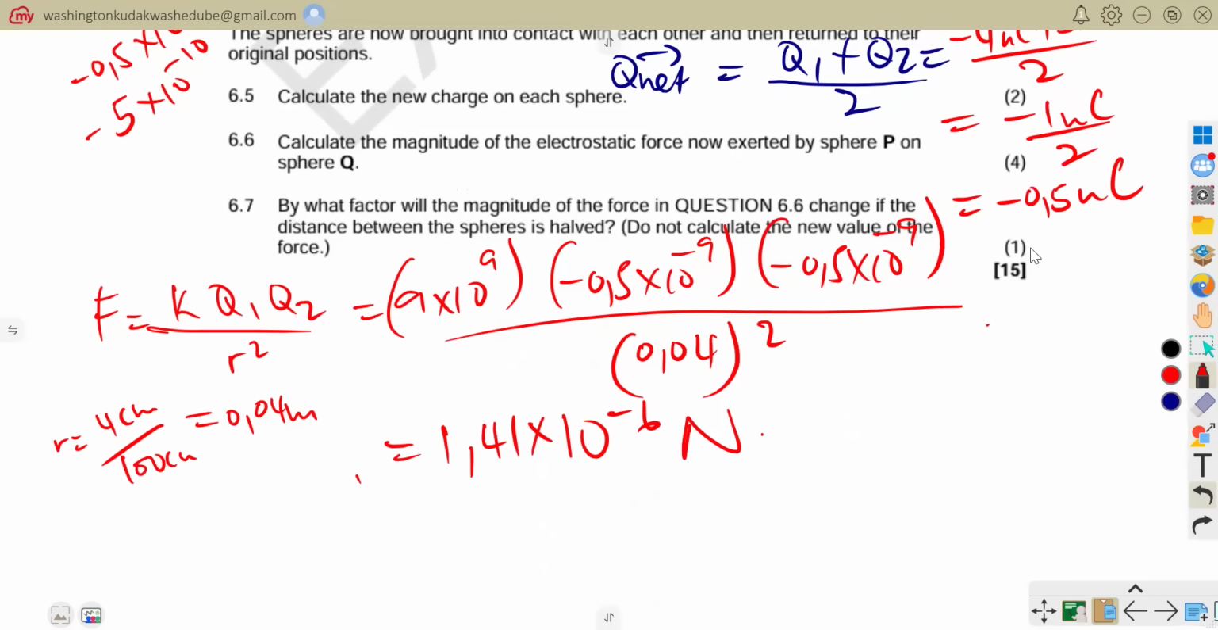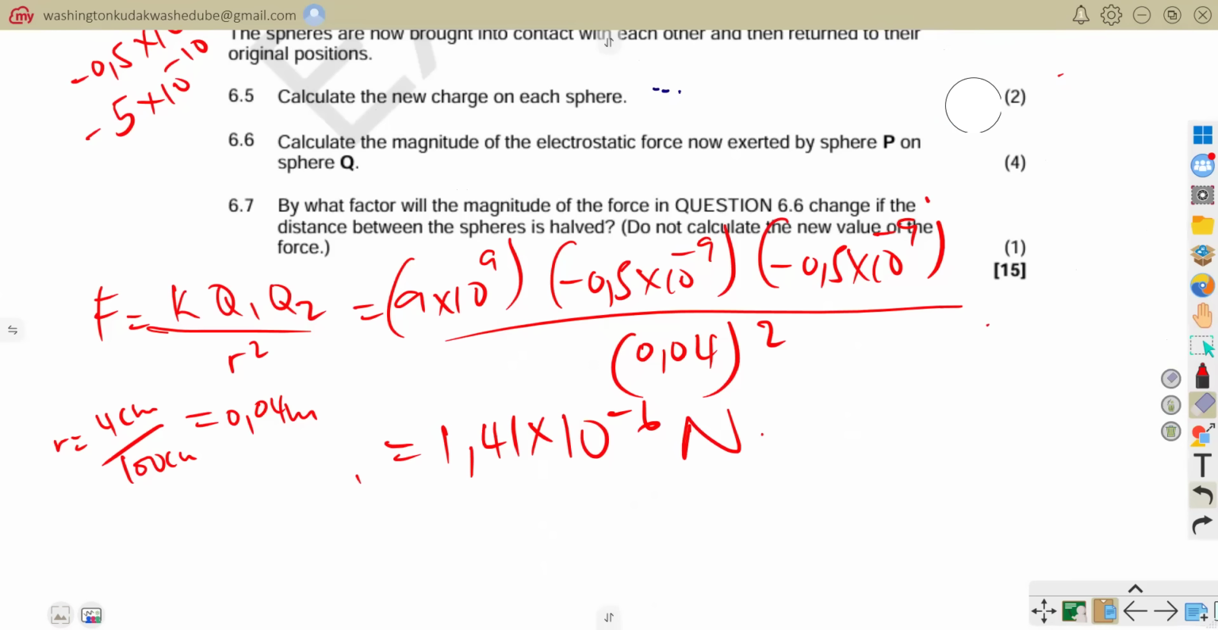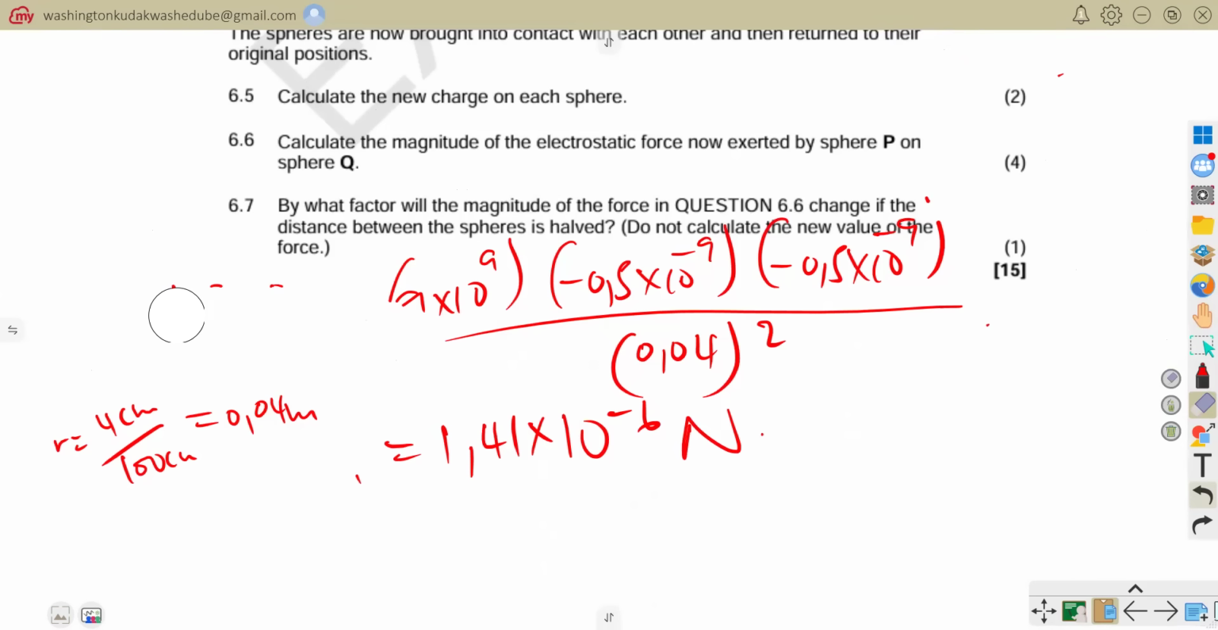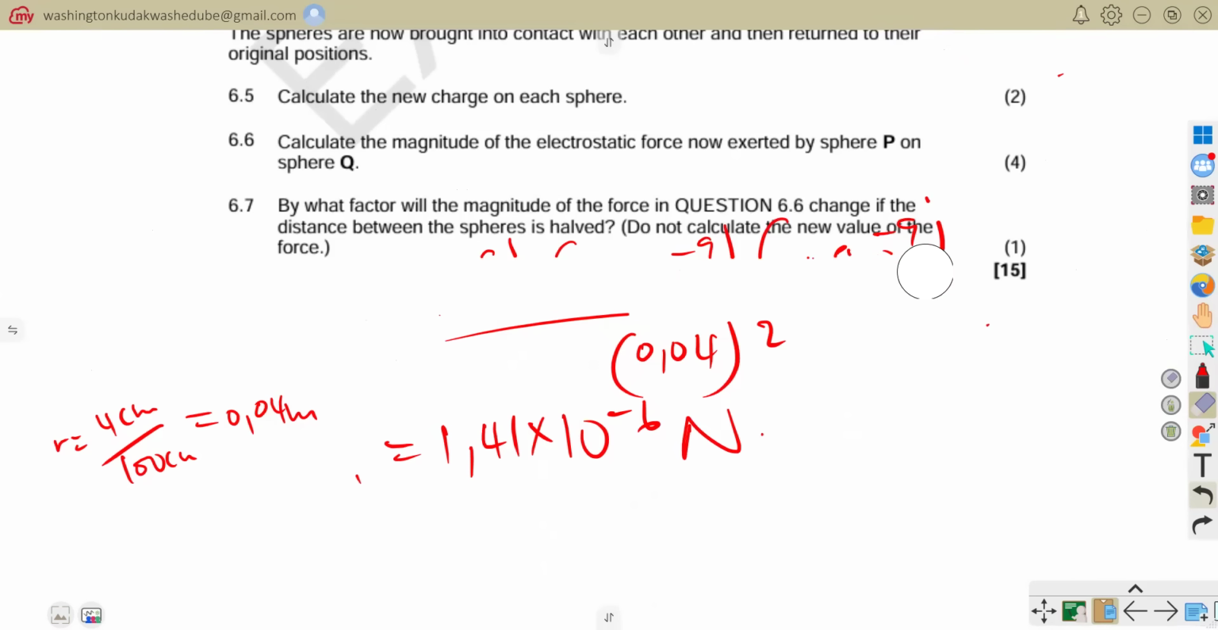If that is the case, now let's look at the following question. Allow me to rub here because we've seen how we calculate those. Now we are saying, by what factor will the magnitude of the force in question 6.6 change if the distance between the spheres is halved? So now the distance is a half of the initial r. So r2 is now equal to half r1.